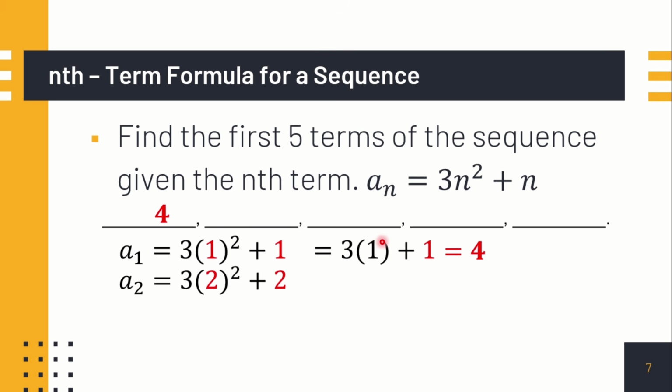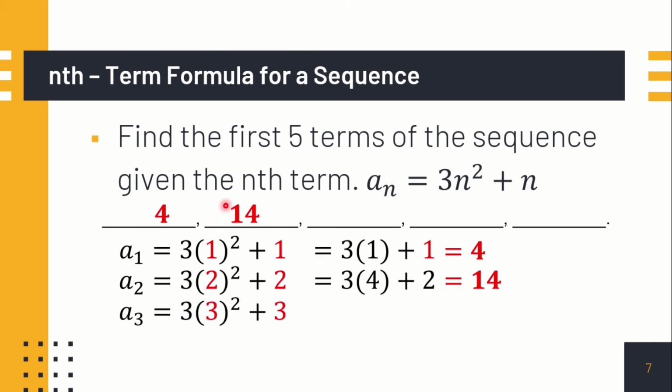Next, we have a sub 2. So, the second term, we're going to get the second term. Papalitan lang natin yung n natin dito ng 2. So, that is 2 squared, that is 4. So, 4 times 3, 12 plus 2, that is equal to 14. Therefore, the second term is 14.